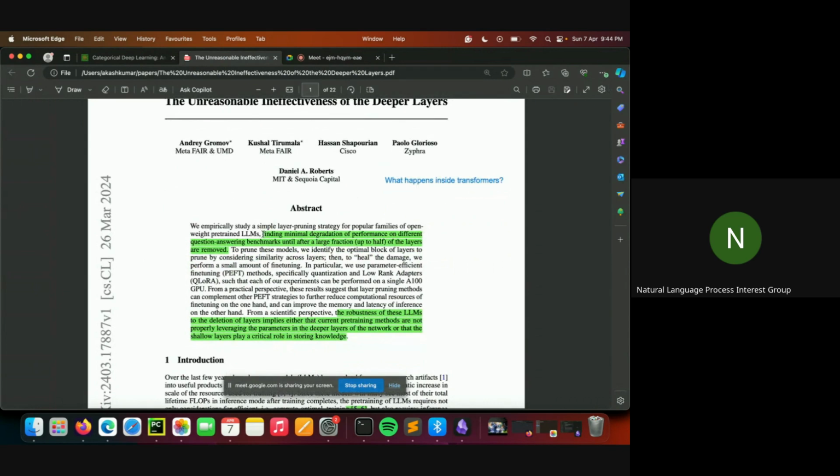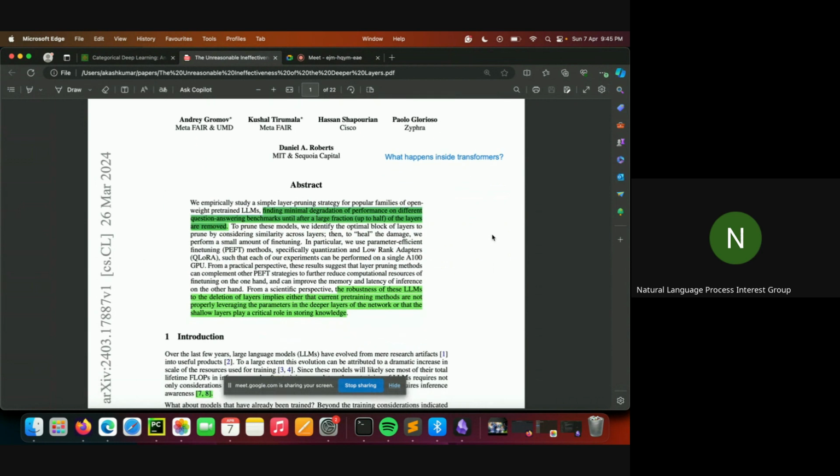So the authors here find minimal degradation of performance on different question answering benchmarks until after a large fraction, up to half of the layers, are removed. So let's say if they had 20 layers in their pre-trained model, they remove 10 layers, and with just small fine tuning using QLoRA, they have minimal degradation in performance. They also highlight that the robustness of these LLMs to deletion of layers implies either that the current pre-training methods are not properly leveraging the parameters in the deeper layers, or that the shallow layers play a critical role in storing knowledge.